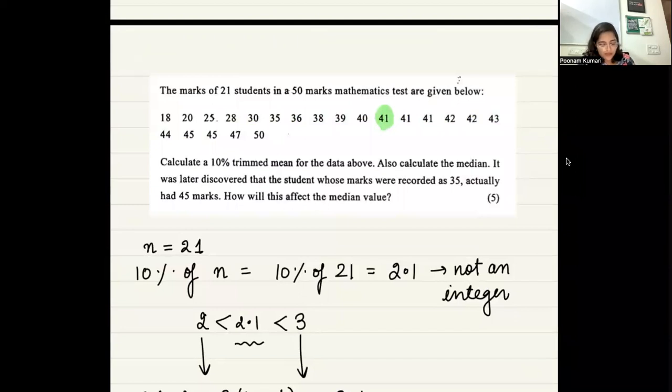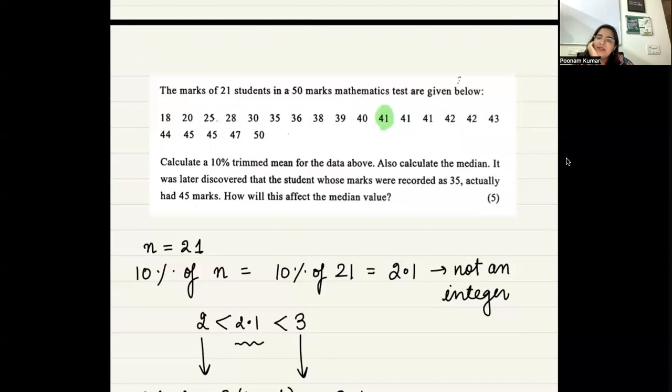Okay, let's read it further. It was later discovered that a student whose marks were recorded as 35, this mark was not actually 35, it was actually 45. So how will this affect the median value? So the question you understood, right? Yes, ma'am. So there was a student whose marks were 35. That student had 35 marks, but later it was discovered that, sorry, it was a misprint. It was 45. So what will be the median value now? Oh, ma'am, it will not affect the median.